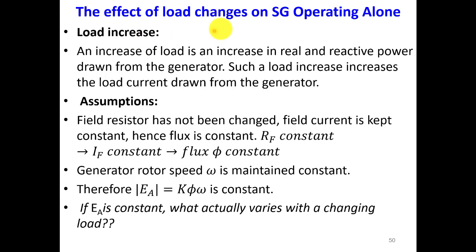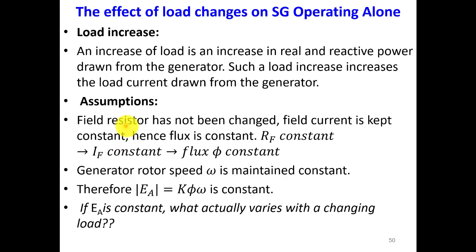Now what happens on a synchronous generator operating alone if we increase or decrease the load? If we increase the load, or put more load on while it is operating, that is an increase in real and reactive power. Obviously, because of the power triangle, we know that the load could be real or reactive. Such a load increases the load current drawn from the generator. If you put the load on the generator, obviously it will draw more current from the generator.